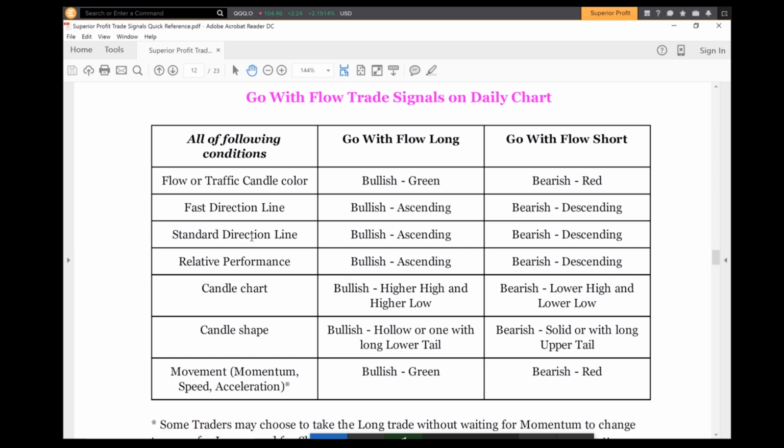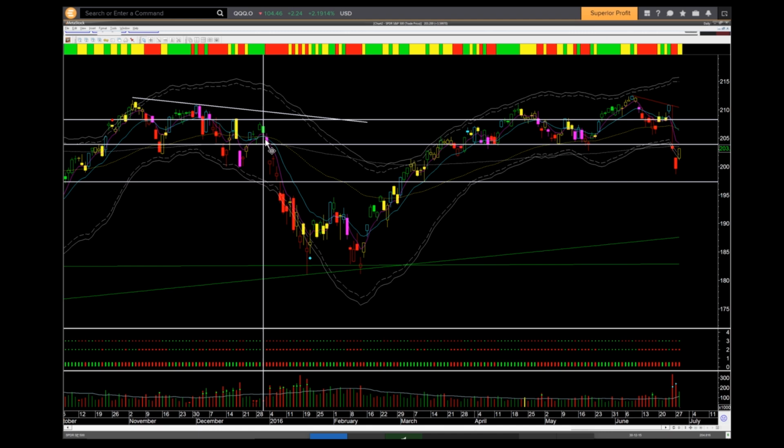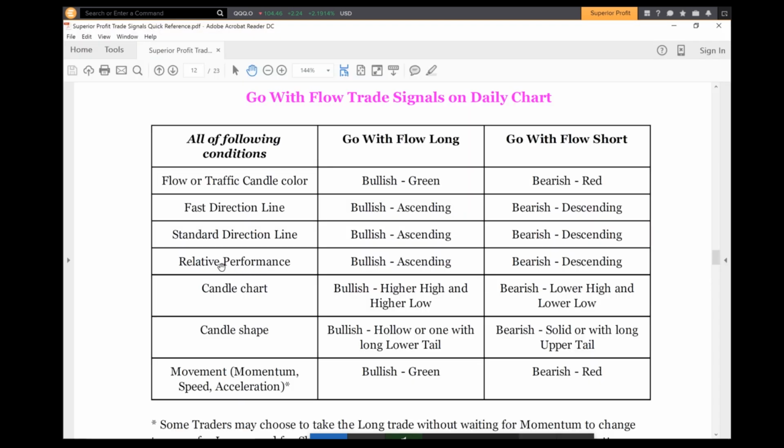Second and third criteria, fast and standard direction lines, should be bearish, which is descending. Whether a line is ascending or descending, everybody will interpret in the same way. So yes, as of that day, it was going up and then just tilted down, both of them. It is descending. So those two criteria are met. The next is relative performance, which should be bearish, descending.